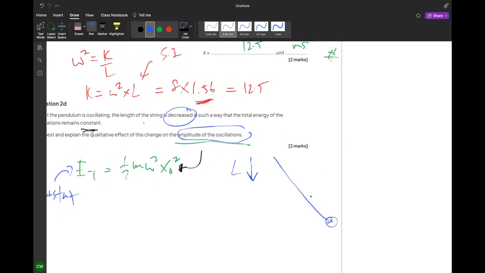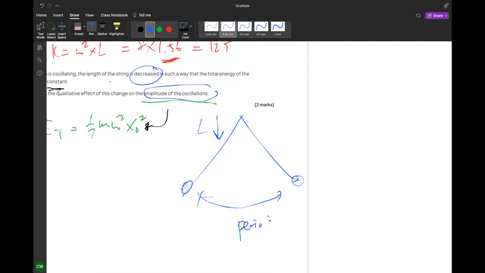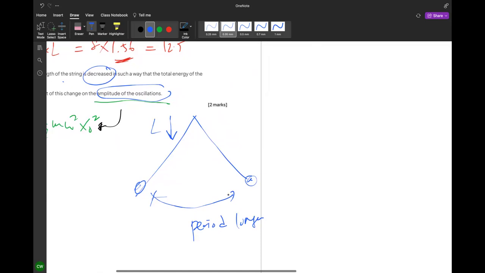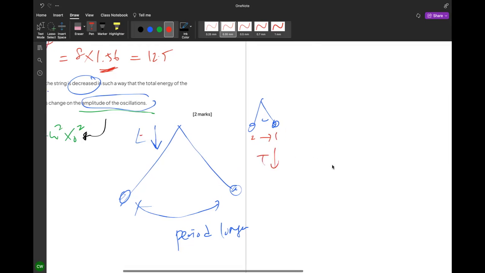If the length is long, then the period is longer. It means it takes a longer time to oscillate because it is very long. If we shorten it, then the time taken for it to move from one point to the other point becomes shorter. So when you decrease the length, the period becomes shorter.